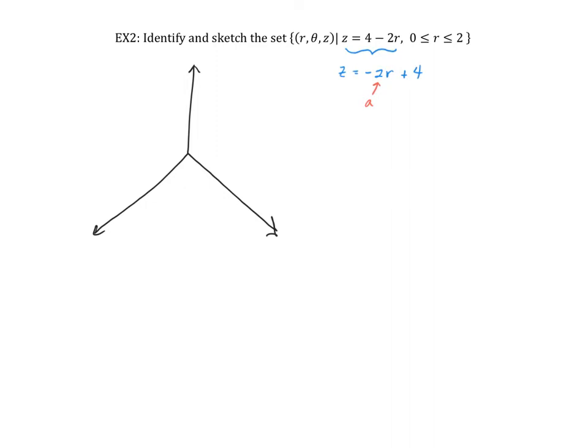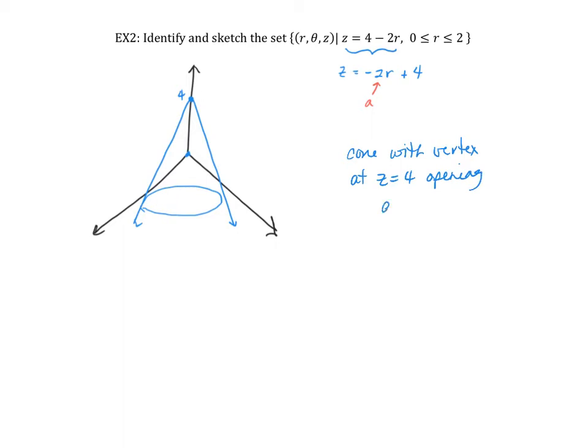So that tells me that instead of having a vertex at the origin, it's going to be a cone, but I'm going to shift up to 4. And since my a is negative, it's a cone opening downward. So here we have a cone with a vertex at z equal to 4, opening down.